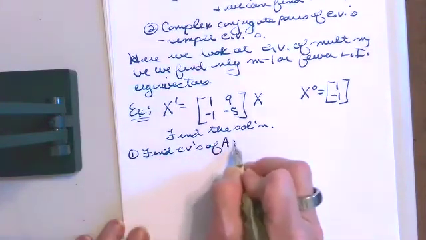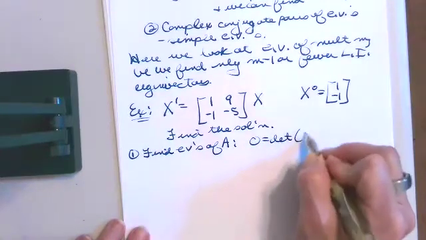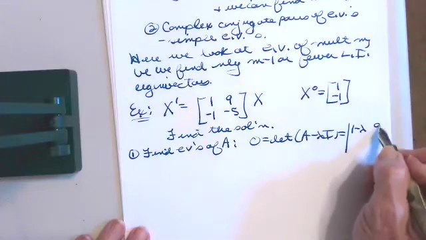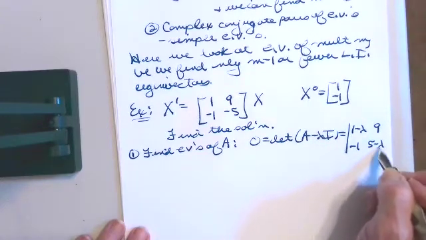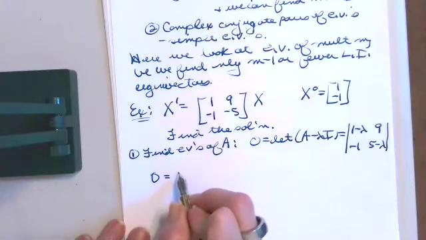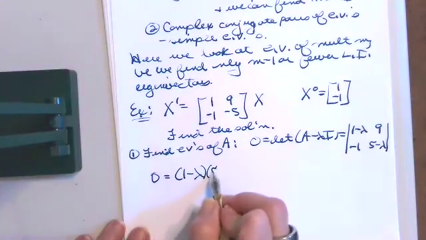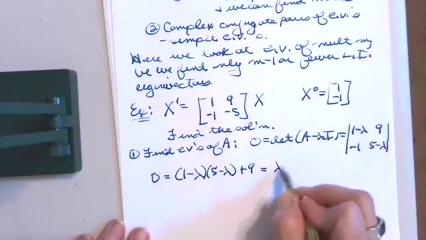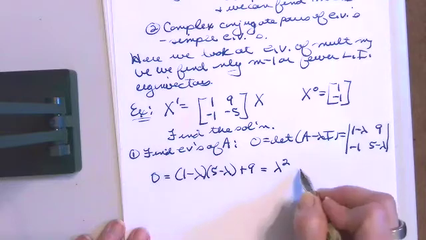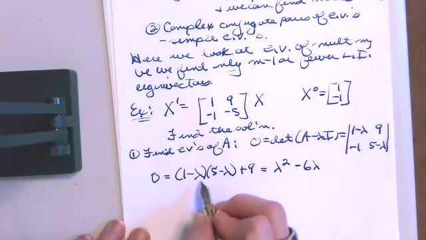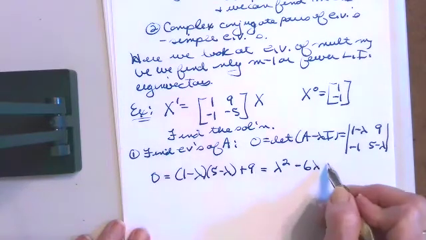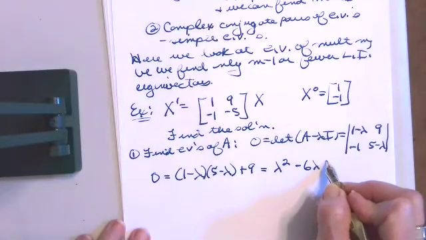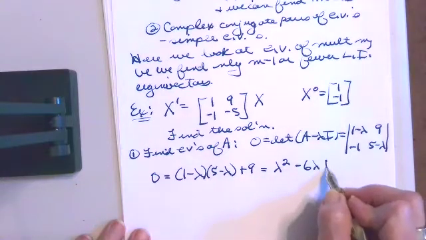All right, so step 1, as always, find the eigenvalues of A. So we look at the determinant of A minus lambda I and set that equal to 0. So that's the determinant of [1 minus lambda, -1; 9, -5 minus lambda]. So that says 0 is equal to (1 minus lambda)(-5 minus lambda) plus 9. Let me make sure that I copied this right.